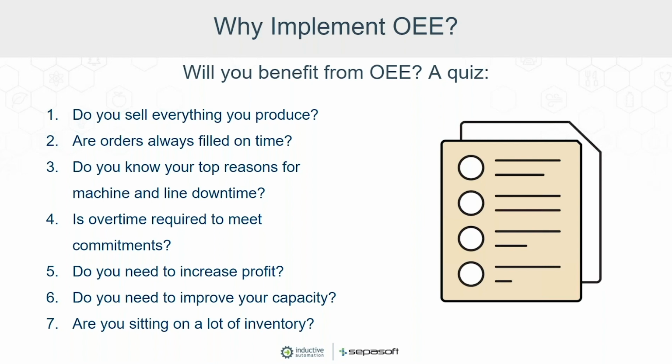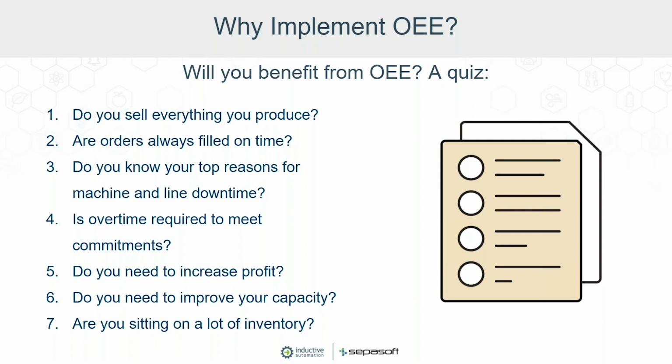From those experiences, I've pulled out these questions that seem to be a common through point. So number one, do you sell everything you produce, or is your line producing goods that are ending up in your warehouse, right? Are you producing for sale or are you producing for inventory? Are orders always filled on time without fail? Do you know your top reasons for machine and line downtime, or are you kind of winging that?